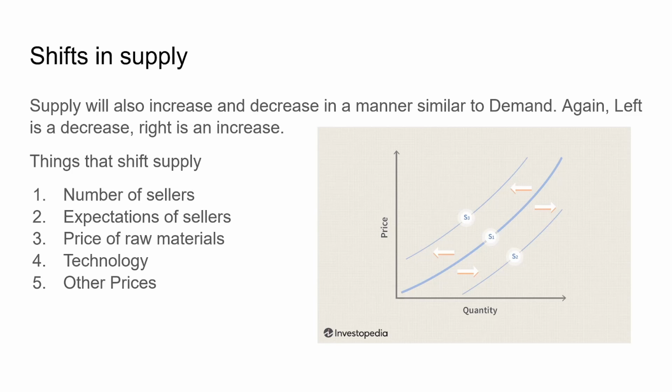If the price of raw materials increases, then it'll be more difficult to make a product. Supply will shift to the left. If there's a decrease, it becomes easier, and it shifts to the right. Technology: as technology improves, it becomes easier to create supply, so it shifts to the right. If for whatever reason your technology decreases in quality, it shifts to the left. And various other prices of goods in the market.